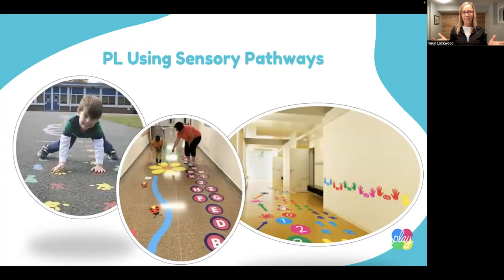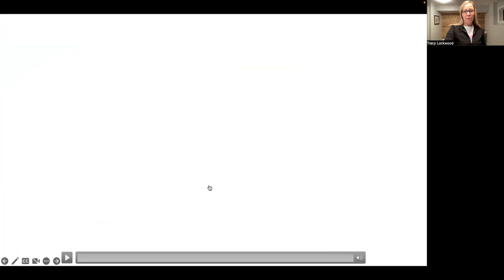Physical literacy using sensory pathways. So here are some examples of indoors and out, where you can incorporate maybe different pathways that get students or participants moving in different ways, using upper body strength and lower body strength, through crawling and hopping and jumping and balancing. So you can see some great examples here. And I'm also going to share a quick video with you, not the whole thing. And you can see another example.